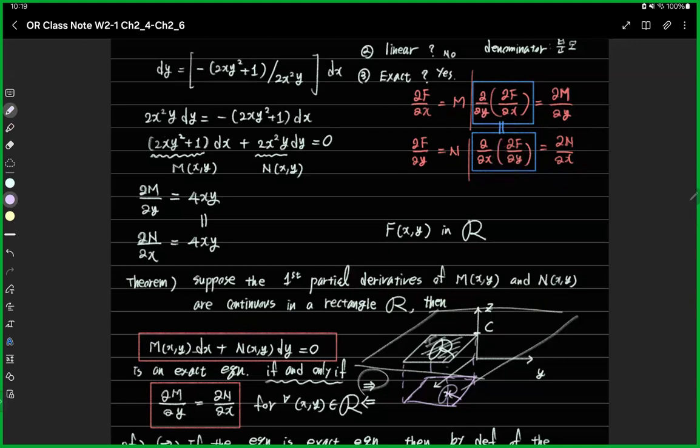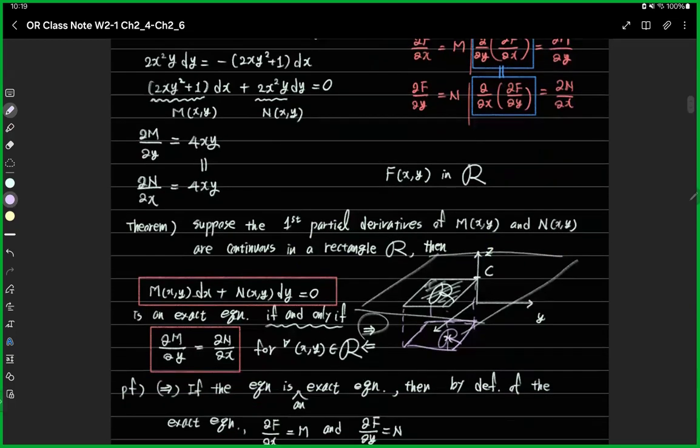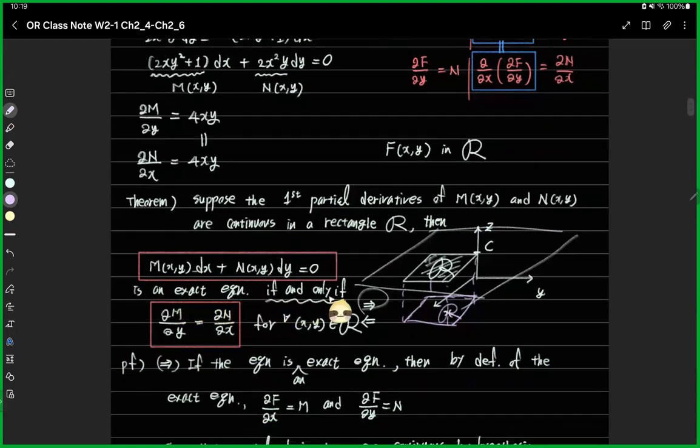The very bottom is the big assumption for these two to be identical: these two must be continuous. If a function is not continuous, then we cannot change the order of differentiation. That's why they assume the first partial derivatives of M and N are continuous. So this is an exact equation if and only if the partial of M with respect to y is equal to the partial of N with respect to x, for all points in that domain.